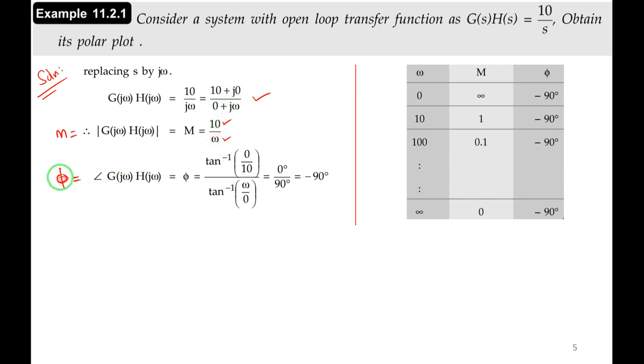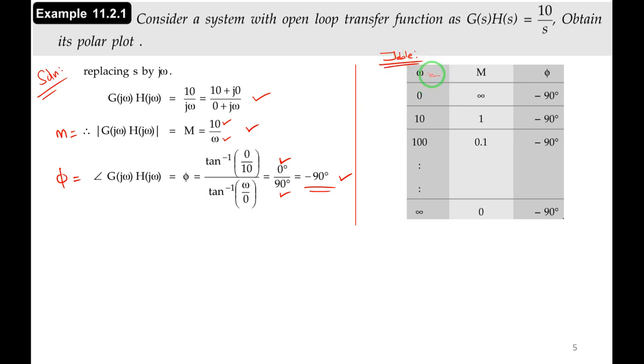Then calculate the phase phi, the angle of G(j omega)H(j omega). Phi is equal to the angle of 10 plus j0, which is 0 degree. Then in the denominator, 0 plus j omega is located on the imaginary axis, so it is 90 degree. Taking it to the numerator, it is minus 90 degree. I hope you are getting it. This is the magnitude and this is the phase. Then we will make the table.